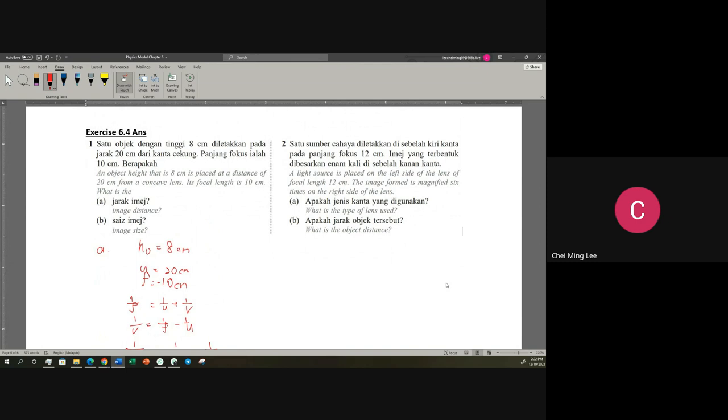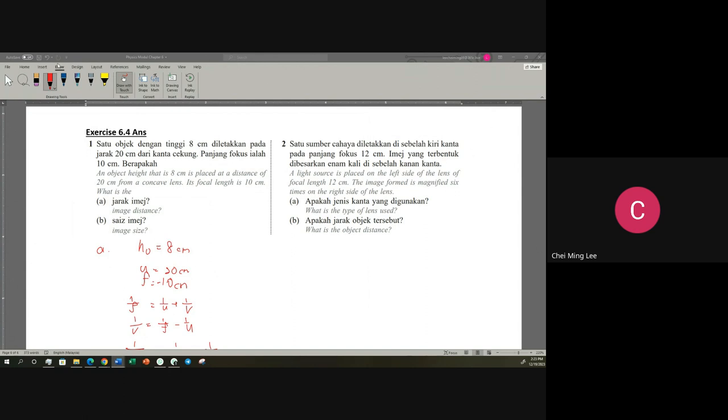All right, for this one, a light source is placed on the left side of a lens of focal length 12 cm, and the image formed will be magnified 6 times on the right side of the lens. What is the type of the lens used, and what is the object distance? Because the image formed is at the opposite side, and it's a real image, we know that this should be a convex lens.